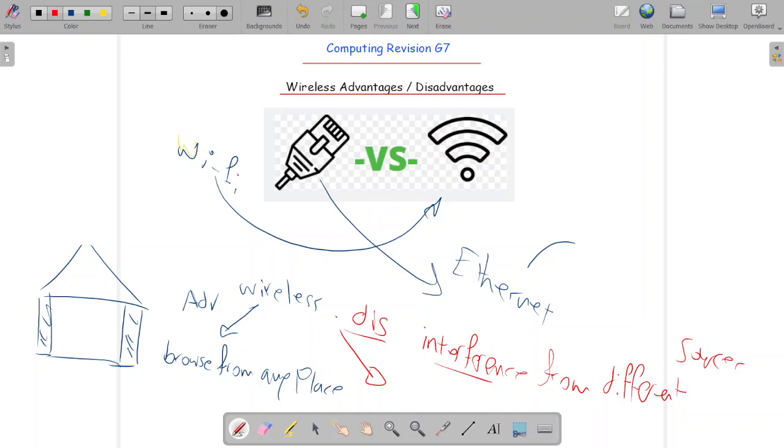So this is the point. You need to distinguish what the advantages of using wireless connectivity are against the disadvantages. That's the main thing that you need to focus on.